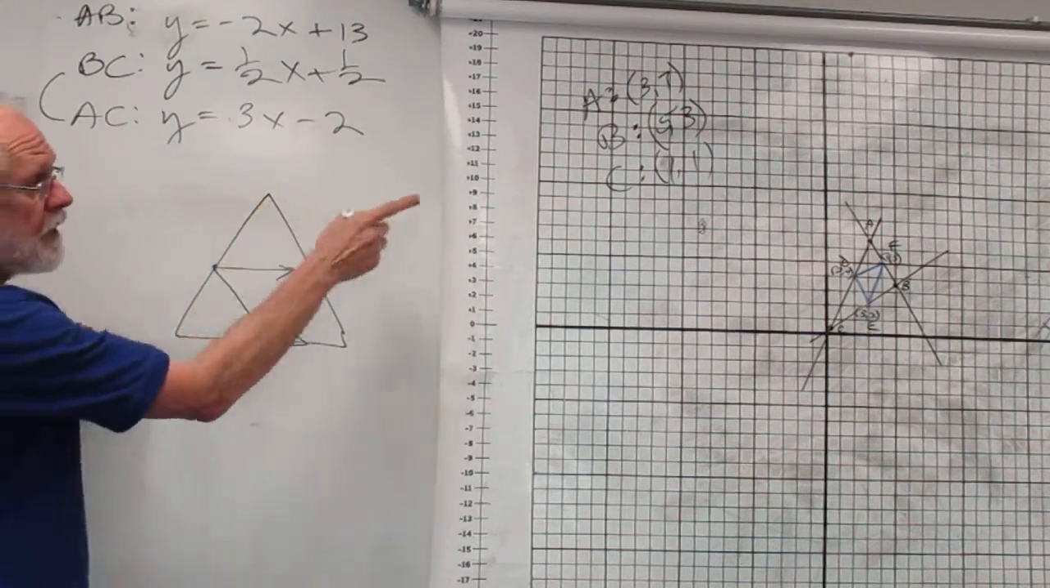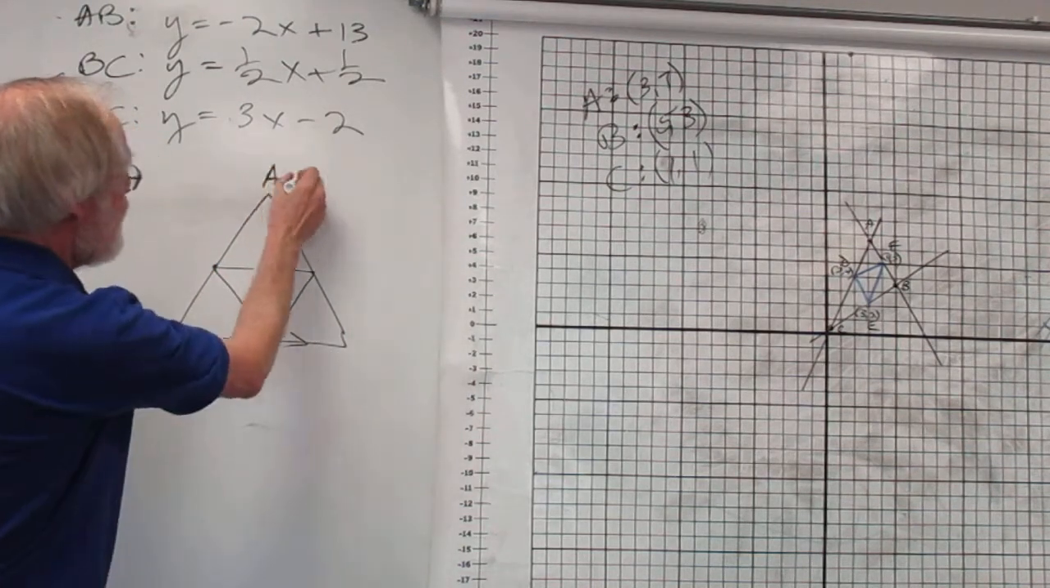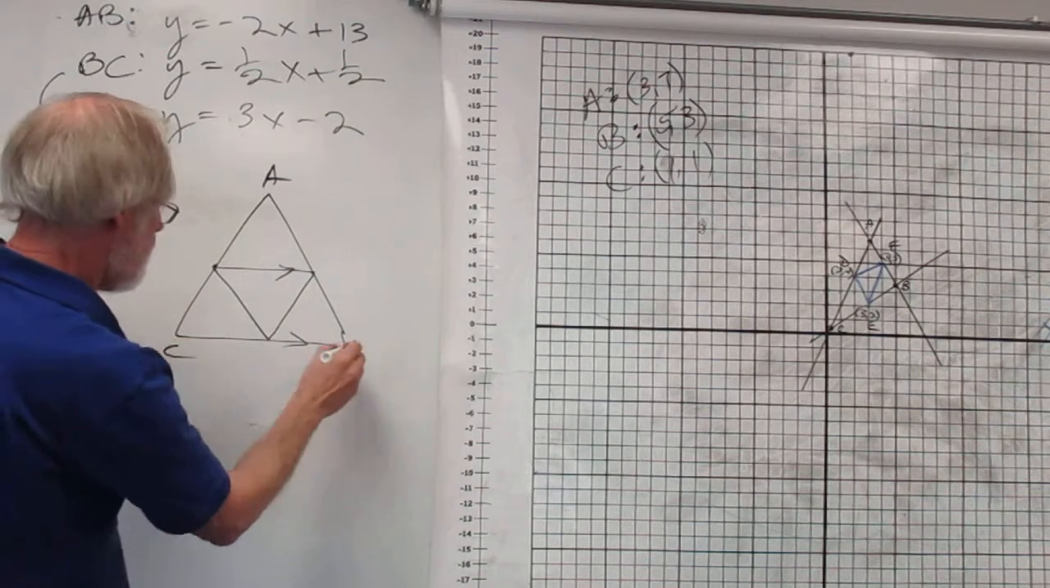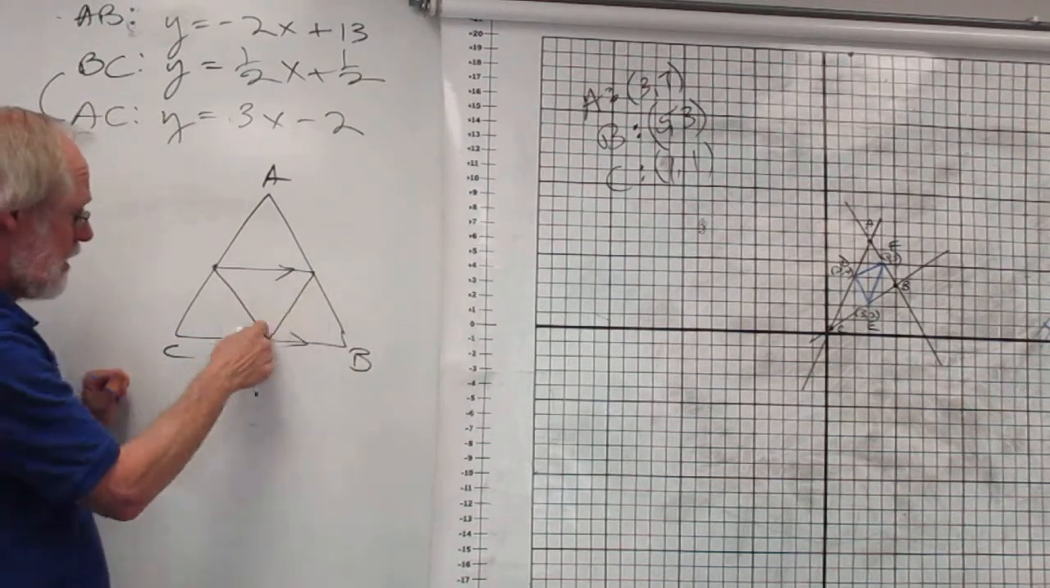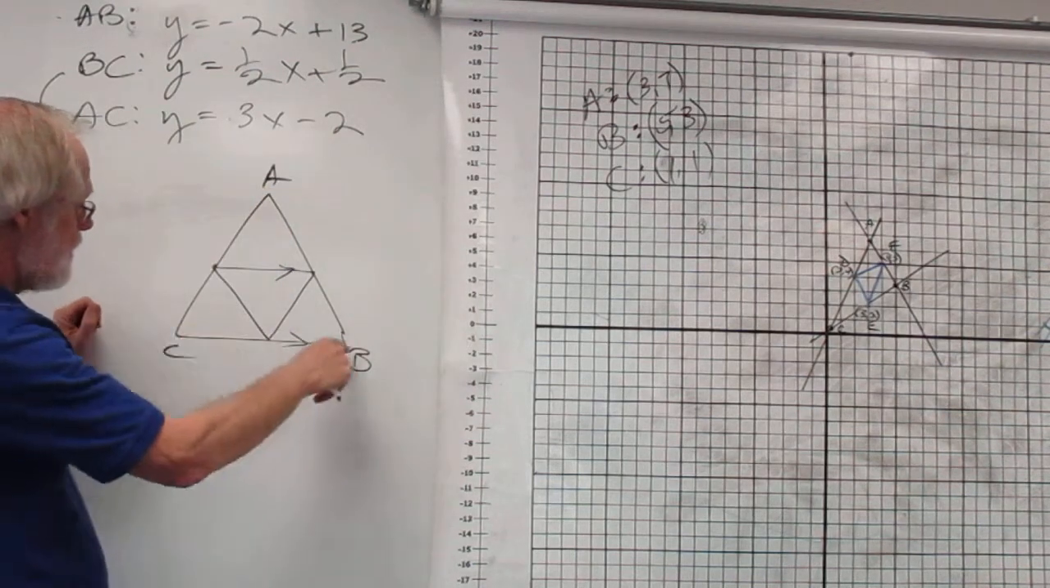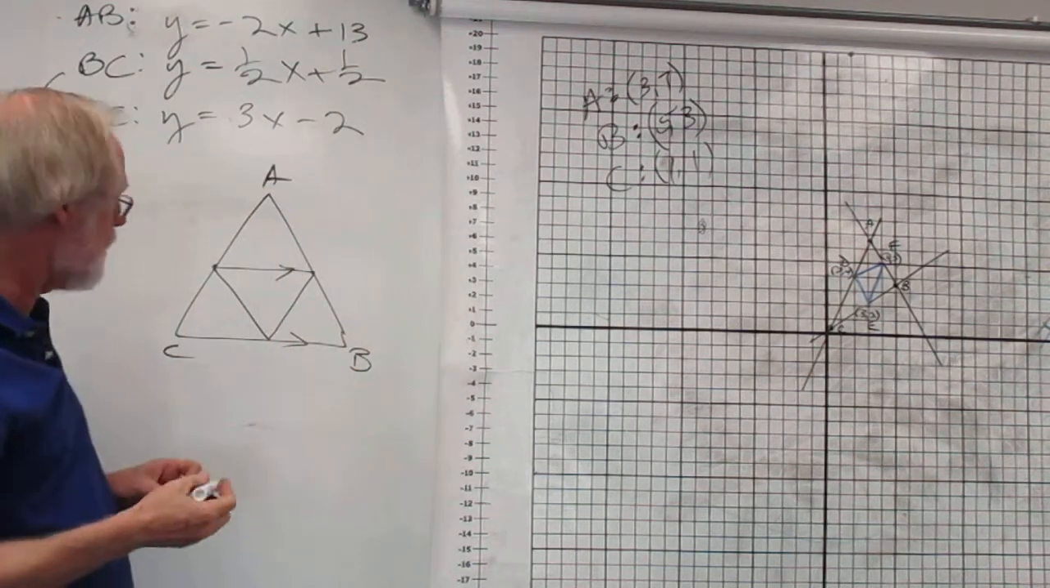If I draw them all, I get something like this. And what I was doing over here, this was A, this was C, and this was B. We were taking what was given inside here, this little triangle, and finding the original vertices of the bigger triangle.